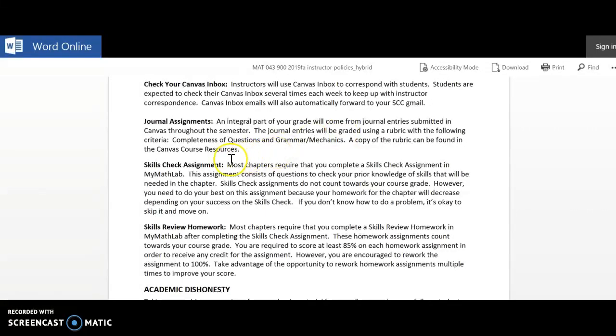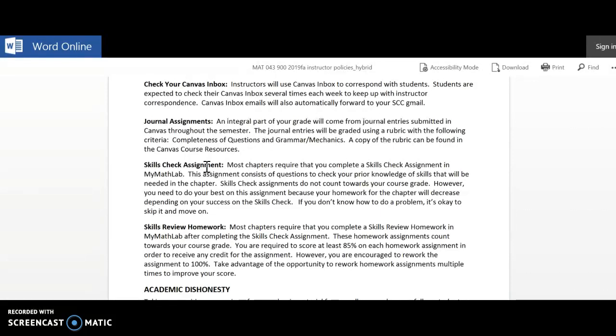Let's talk about the skills check assignment. Most chapters are going to require that you complete a skills check assignment in my math lab. This assignment consists of questions to check your prior knowledge of skills that will be needed in the chapter. Skills check assignments do not count towards your grade. However, you need to do your best on this assignment because your homework for the chapter will decrease depending on the success on your skills check. If you don't know a problem, it's okay. Just move on to the next problem.